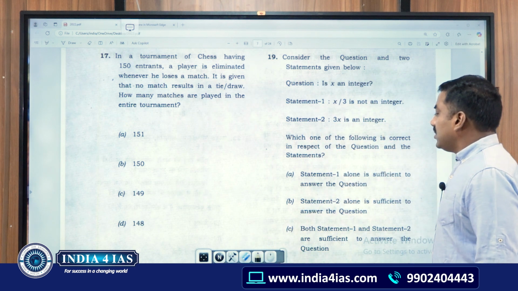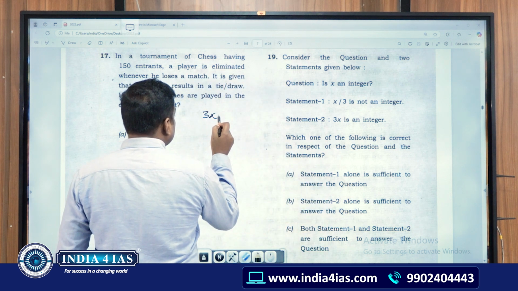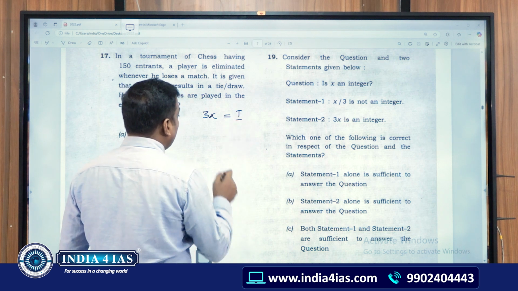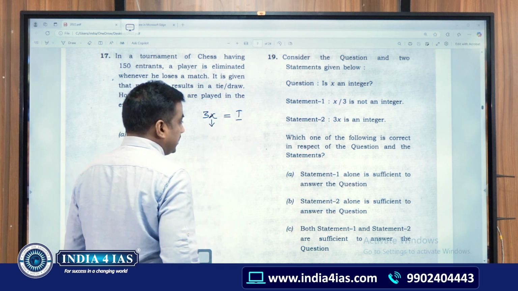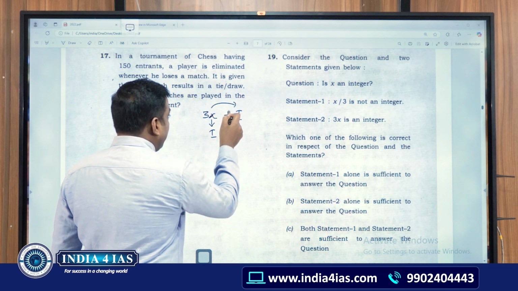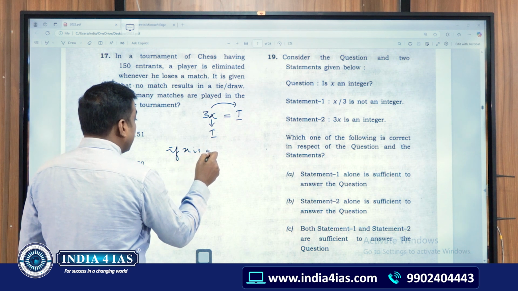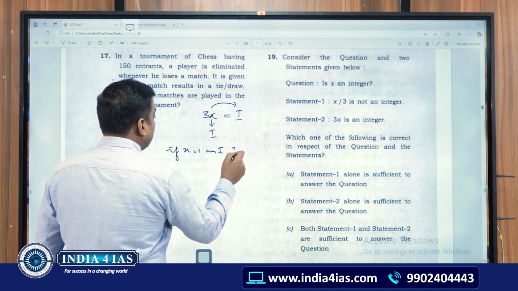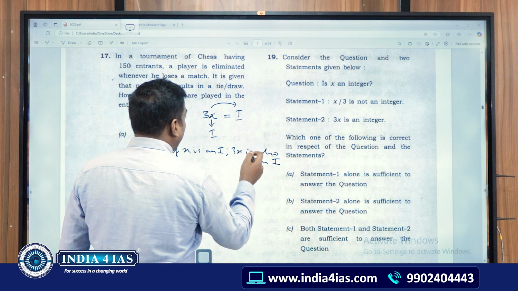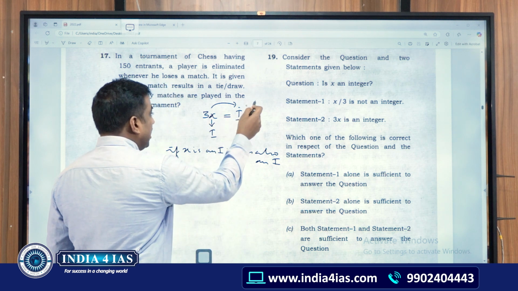Statement 2 alone: 3x is an integer. Now check for what values of x it will be an integer. If x is an integer, definitely 3x will be an integer, because 3 times an integer is an integer.